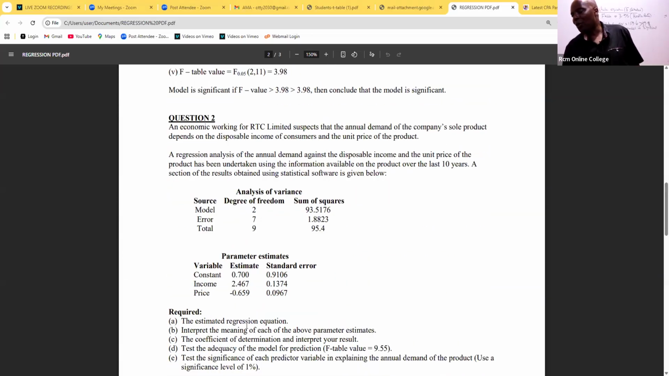So allow us to look at question number 2 before you go to your past paper. We are doing question number 2 together, and we mark it here live.